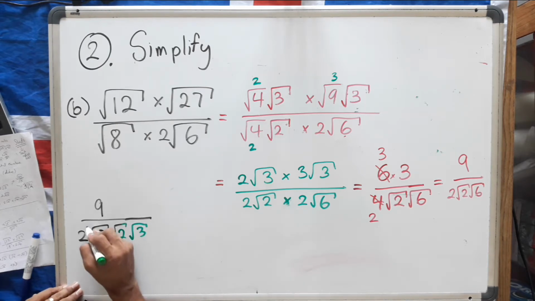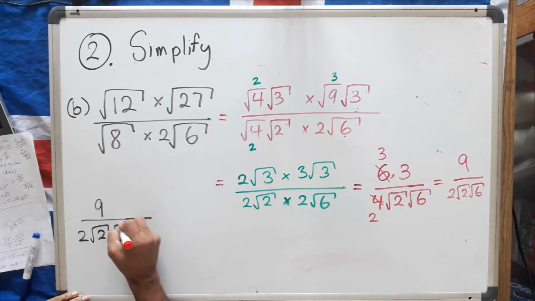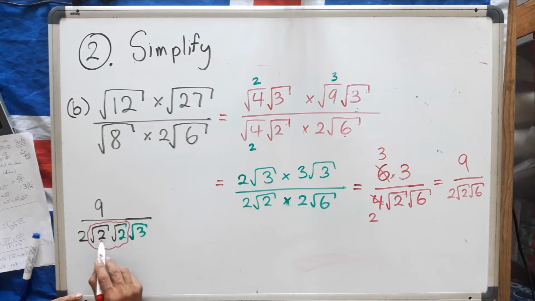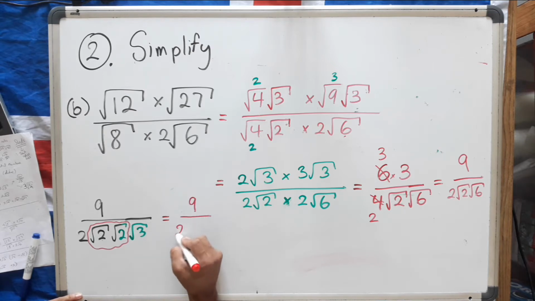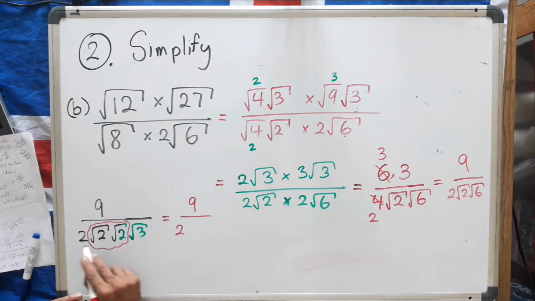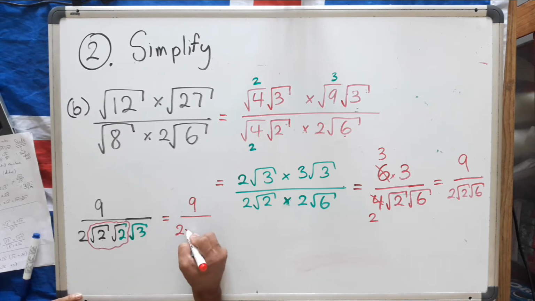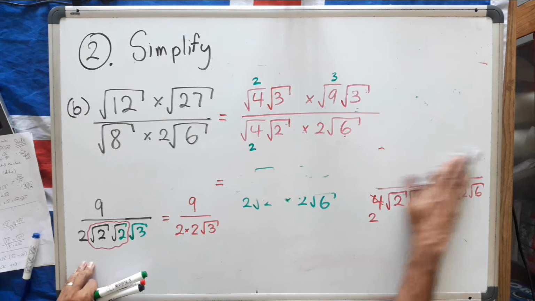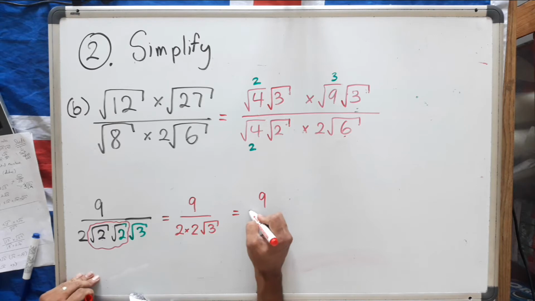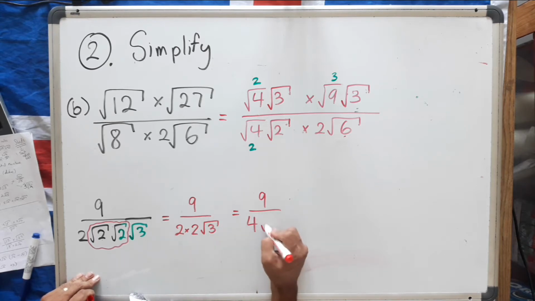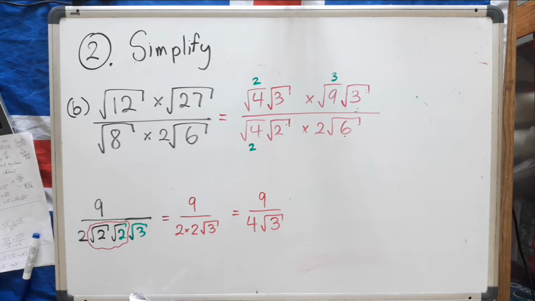Now we have a good situation here. Look over here closely. All right. So the square root of 2 multiplied by the next square root of 2 will give us 2. The square root of 2 by the next square root of 2 will give us another 2. And then we have the square root of 3 waiting there. Right. So we have 9 on top and we have 4. 2 by 2 is 4. And we have the square root of 3.